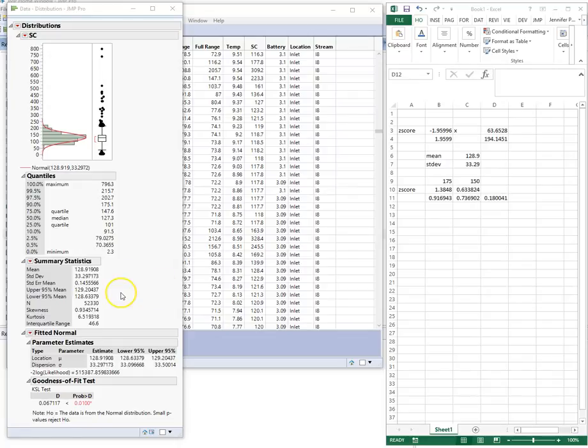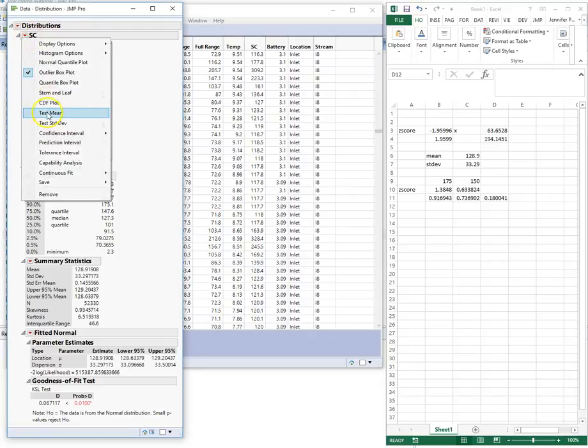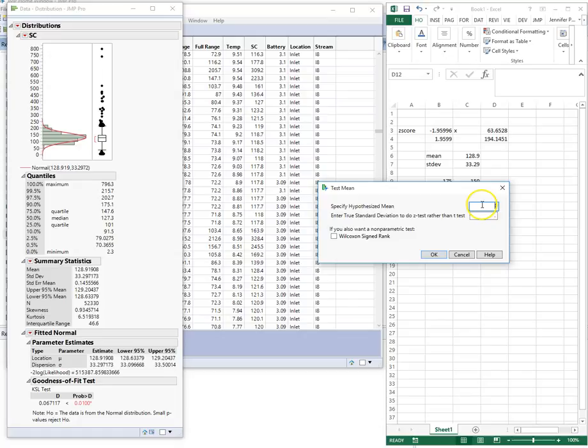Question 7 was still working with this same data, but they wanted you to test and see if this stream, the specific conductivity for this stream, differs from the larger population of all streams in Alaska, which have a mean of 125 and a standard deviation of 55. So if we were going to test that mean, we would come right in here, and so we hypothesized the mean of 125 and a standard deviation of 55 for our population.